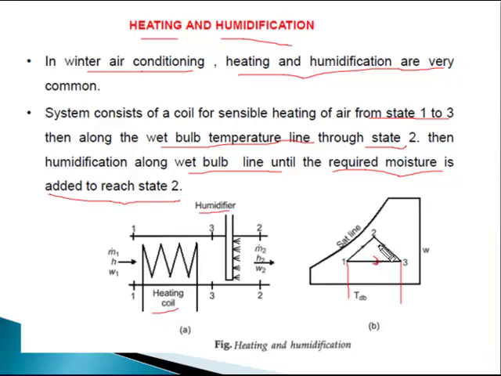So the temperature of the moist air from 3 to 2 decreases, and the humidity ratio increases because water will absorb the latent heat. So temperature decreases and humidity ratio increases. During these two processes, finally we get process 1 to 2, which we need for the heating and humidification process.